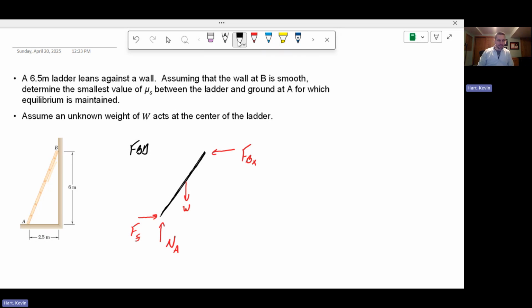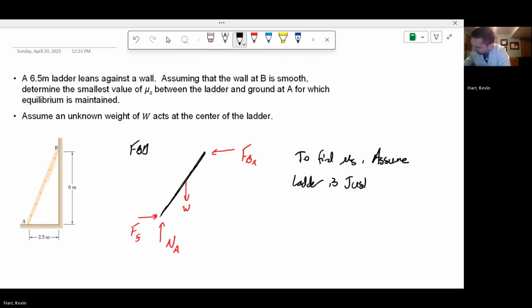All right. I'm going to make a couple notes here. To find this mu sub s, we're going to assume that the ladder is just about to slip. Okay, and then we're going to solve for that value. If the ladder is just about to slip, that means that the friction force is the maximum static friction force, right? We talked about this in the lecture notes. And the maximum static friction force that you can have is mu sub s times the normal force.